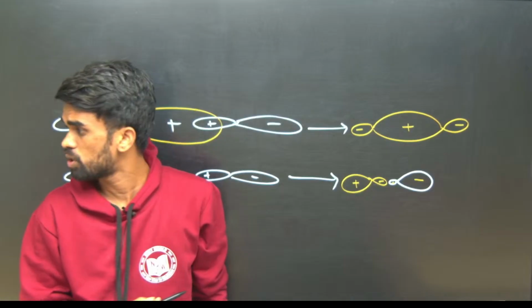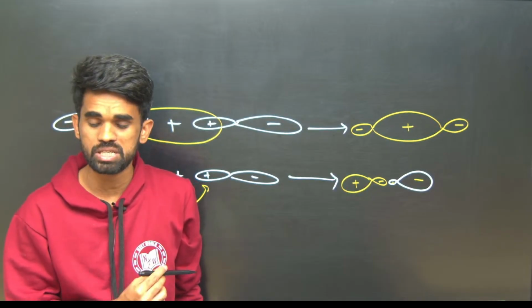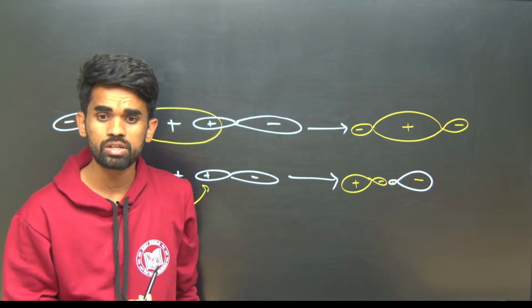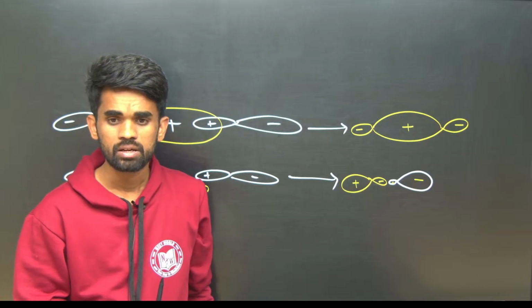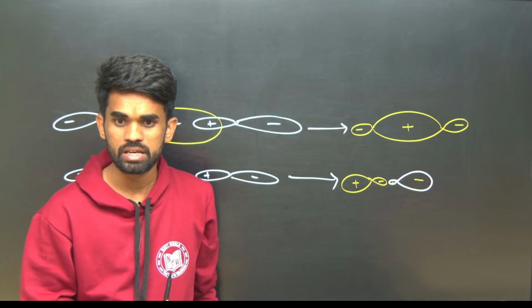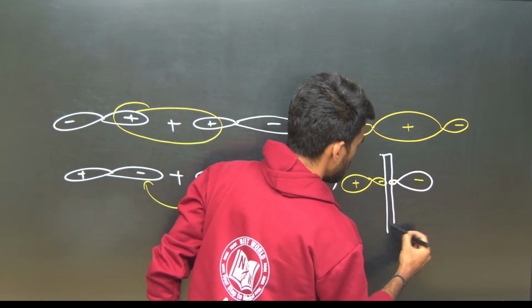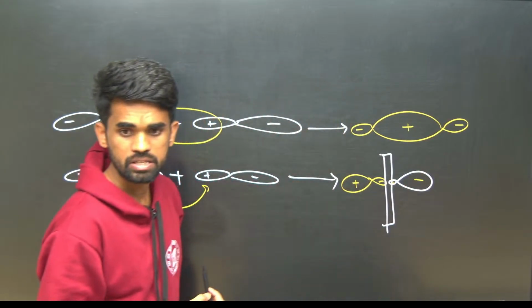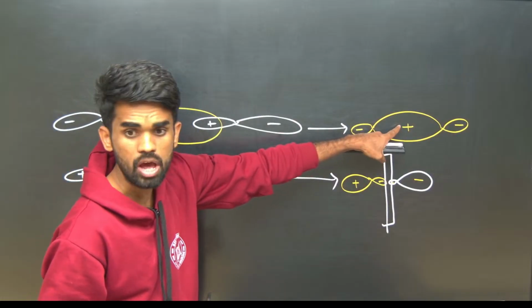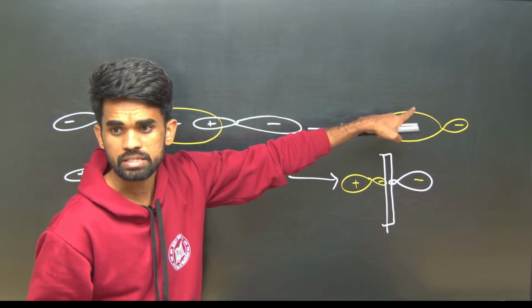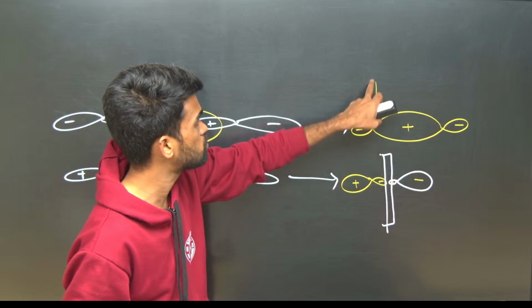What is meant by node? I told you in the previous classes, atomic structure we discussed. What is that node? Probability of finding electron is 0. So this is the nodal plane we have got here, where probability of finding electron is 0 in this case. But in this case amplitude got increased. It means probability of finding electron is more in this case.